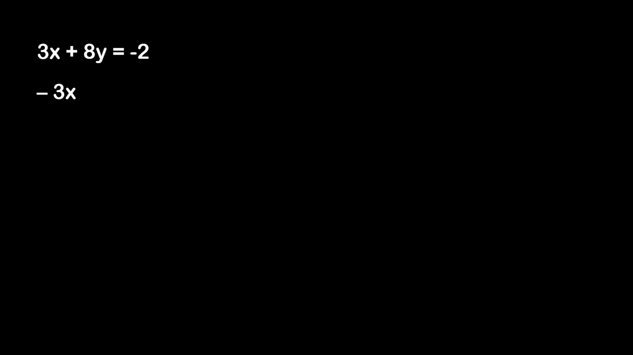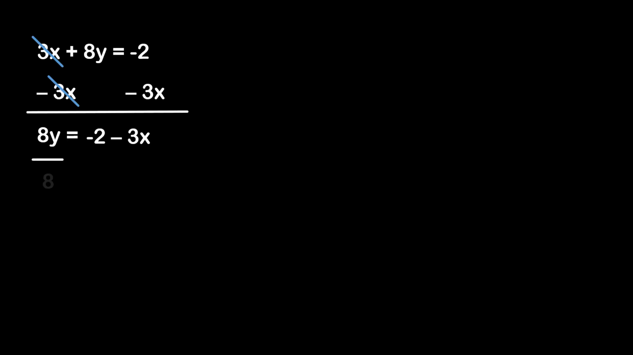How do we do that? By subtracting 3x from the left-hand side. And therefore we are going to subtract 3x from the right-hand side. The 3x and negative 3x cancel out because 3x minus 3x is 0. And we have 8y is equal to negative 2 minus 3x. And then from there, we want to get rid of the 8 that is next to the y. So we're going to divide the left-hand side of the equation by 8. And therefore we must also divide the right-hand side of the equation by 8.